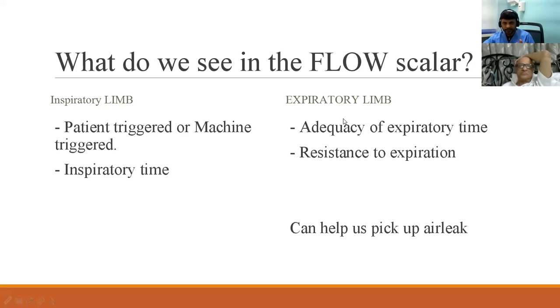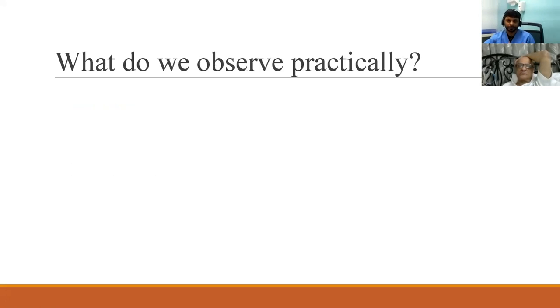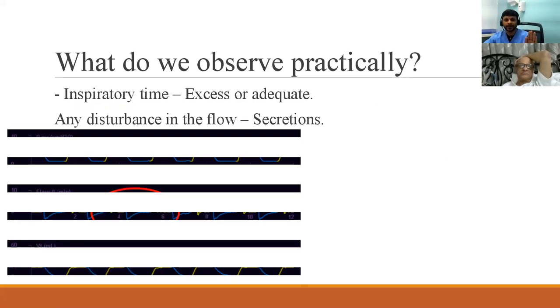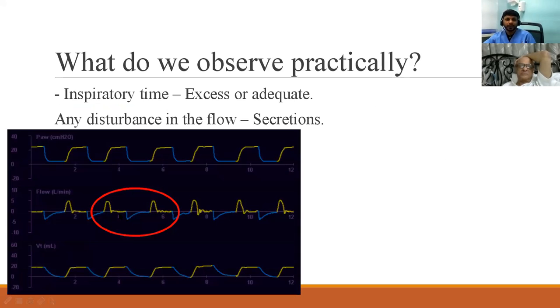In the expiratory limb, it will also tell us about the adequacy of the expiratory time that we have, resistance to the expiration of the breath of the baby, and also helps us to understand whether there is any leak or air trapping that we notice in the flow scalar. Practically, what do we notice? Like I said, in the inspiratory limb, we try to understand what is the inspiratory time. So this is the inspiratory limb and this is the expiratory limb.